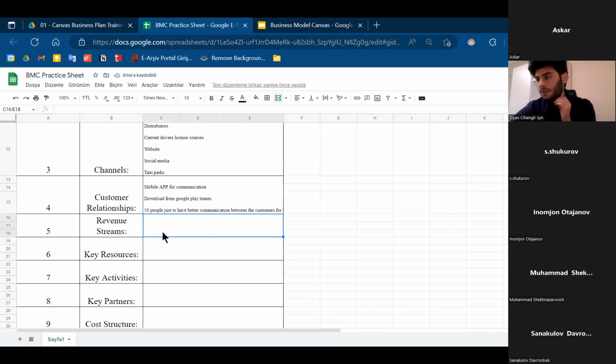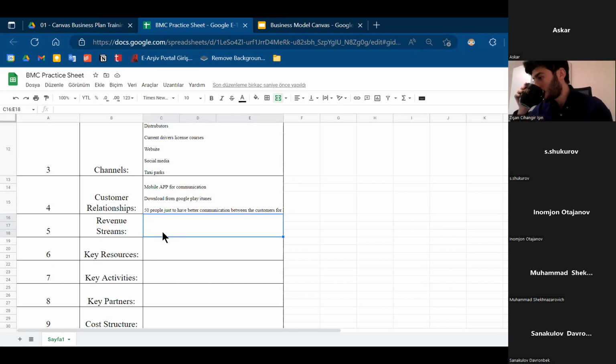And what about the revenue streams? How do you receive the money from the users? Do you take a usage fee? Do you take a subscription? Do you take online credit card payment? What's the revenue stream that you use?